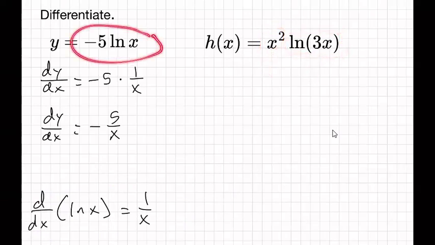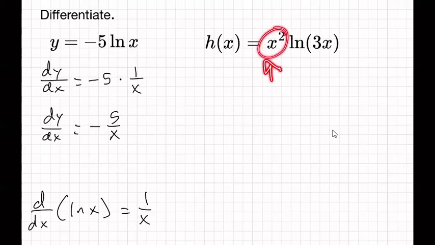You could have used the product rule on this first one, but hey, just remember the derivative of -5 would have been 0. So one of the terms would have gone to 0. Over here, though, that's definitely not going to be 0 when we take the derivative of it. So we need to make sure that we're careful with our product rule.